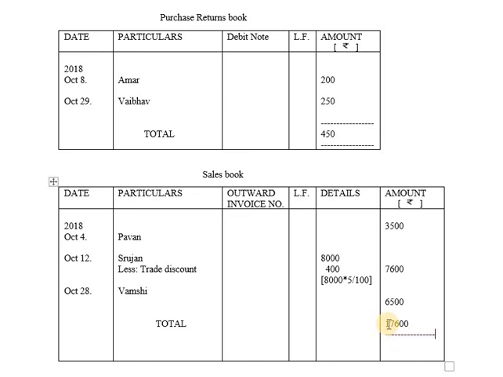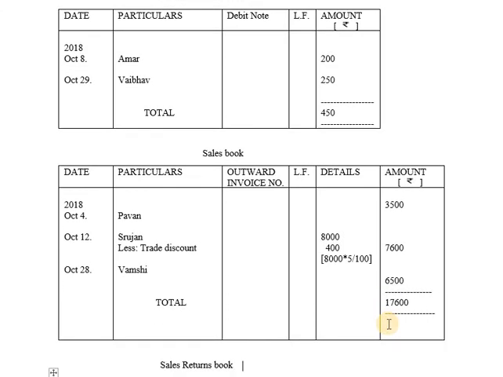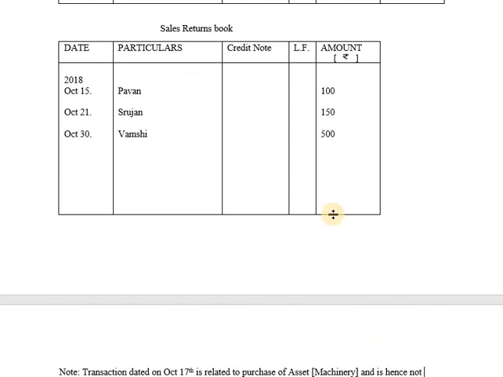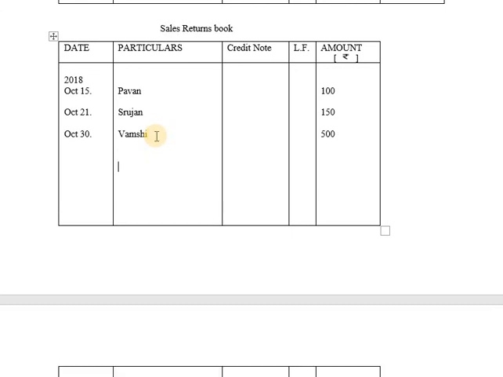After doing the total for sales book, now we will be doing the total for sales returns book. So for sales returns book, the total is 500 plus 100, 600, 600 plus 100, 700, 700 plus 50, 750. So here the total is 750.